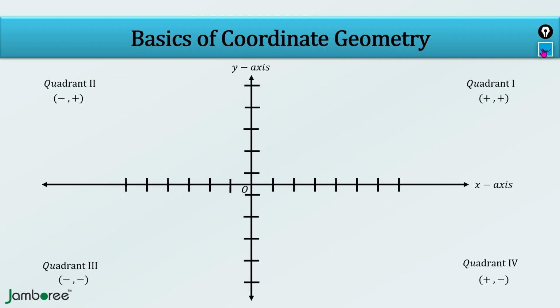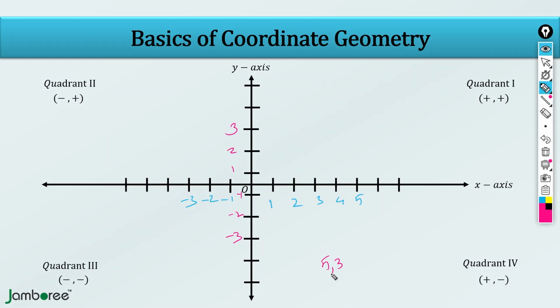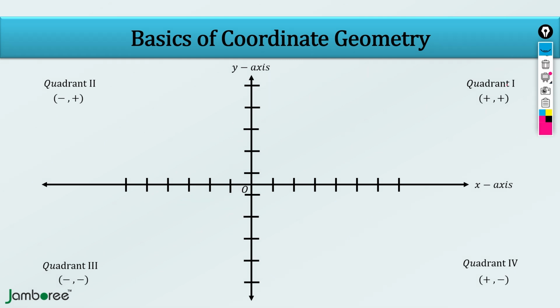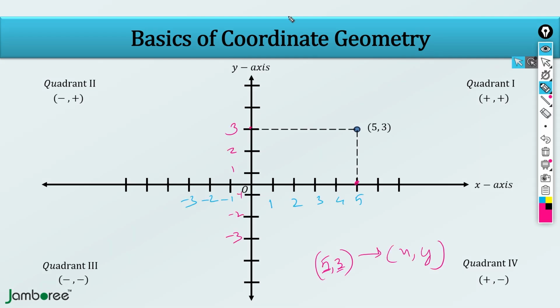Now suppose we are given a point (5, 3), and we are asked to plot it in the rectangular plane. In the standard Cartesian form, any point is represented in the form (x, y). So 5 will represent the x coordinate and 3 will represent the y coordinate. So x coordinate 5, the point should lie somewhere here. Y coordinate is 3, the point should lie somewhere here. So my point (5, 3) is this one. And this is how we plot a point in the rectangular plane.